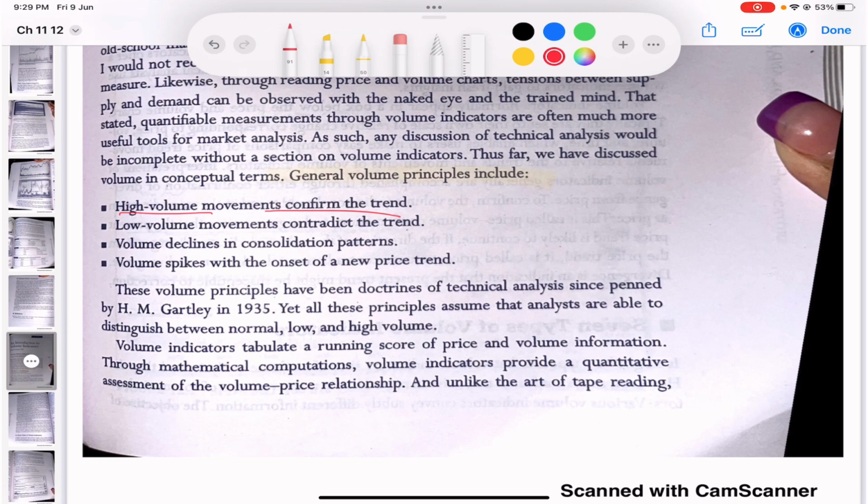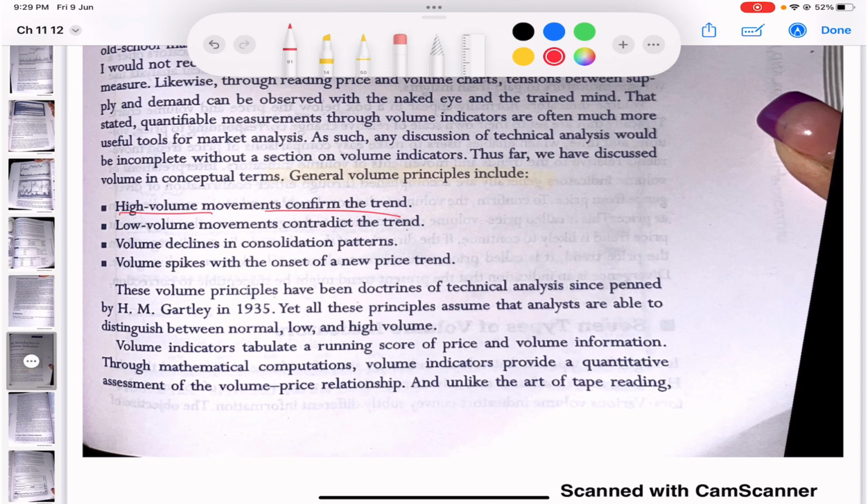Low volume movements basically contradict the trend. What does that mean? If there is an uptrend in the market but the volumes are low, then that is contradicting my uptrend, so after some time the uptrend might come to an end. It might subside. Volume declines in consolidation patterns. Whenever a consolidation is taking place, the volume should not be a lot, so that when a breakout or a breakdown happens, the volume is going to be high.